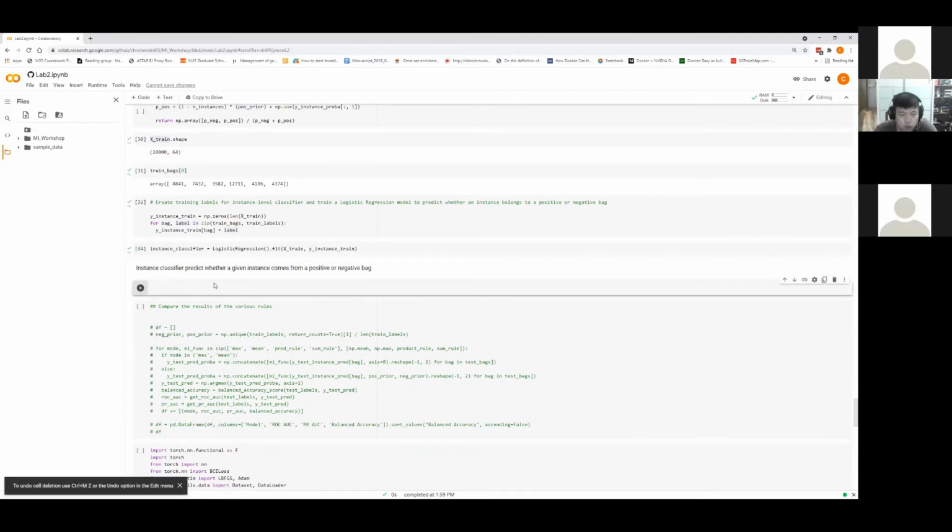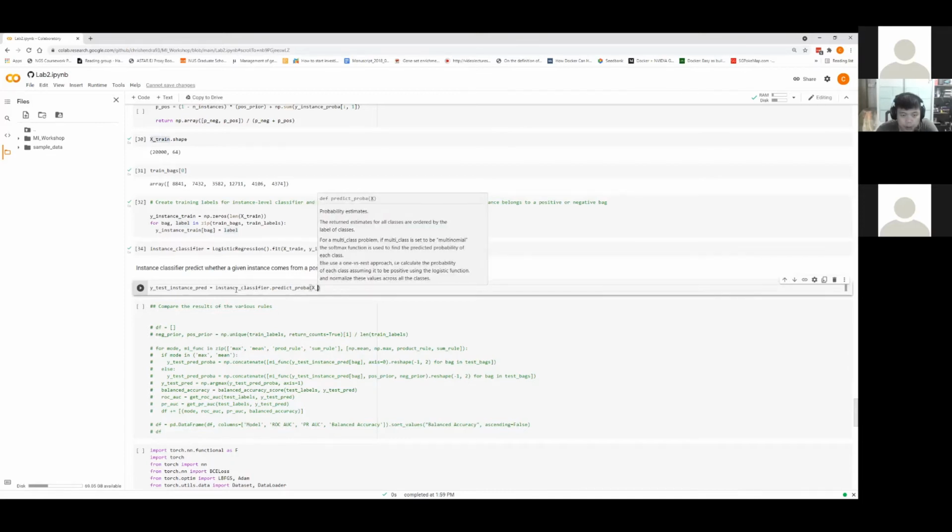Once we have this instance classifier, we can make predictions for all instances in the test data and in the training data. We can make predictions for all instances in the test data, so we have y test instance prediction equals instance classifier dot predict probability of x test.